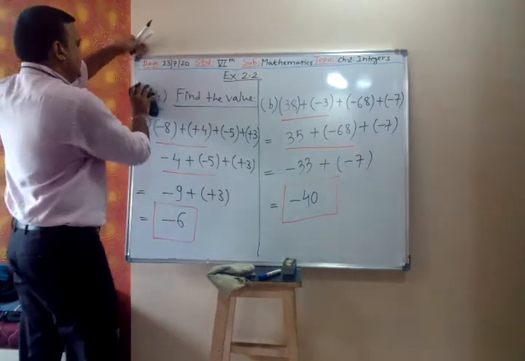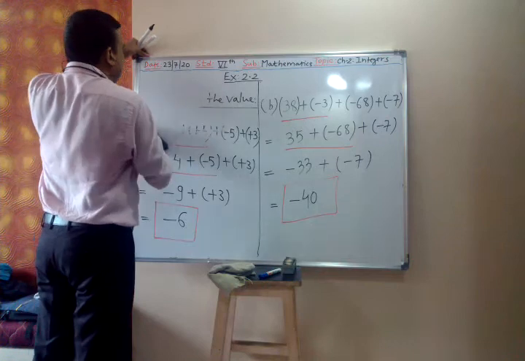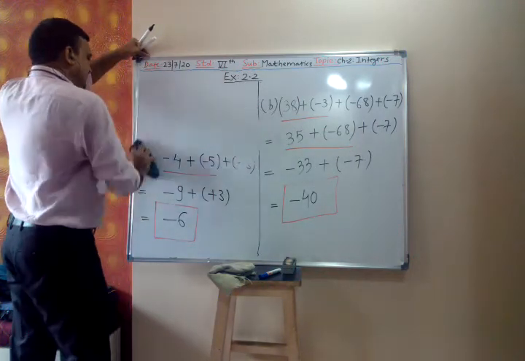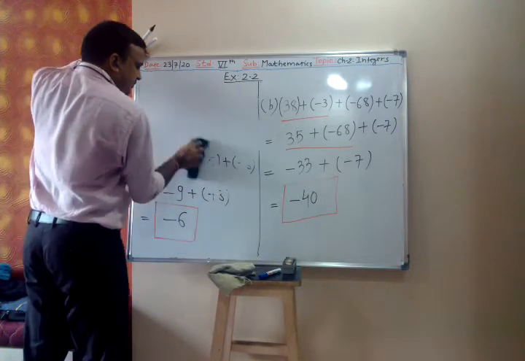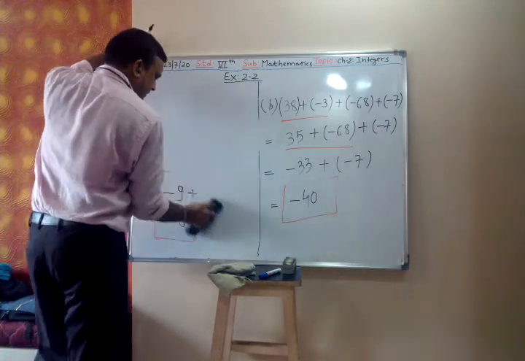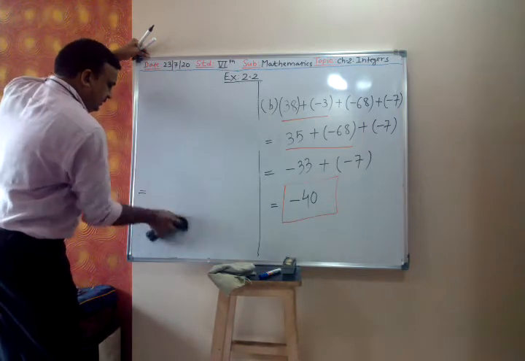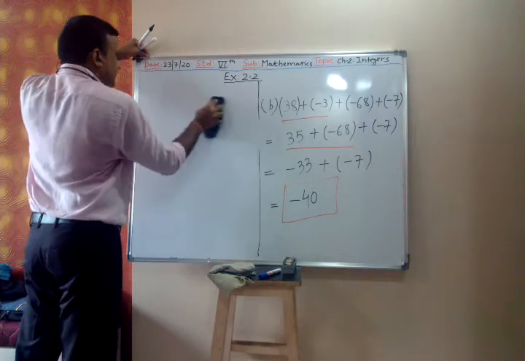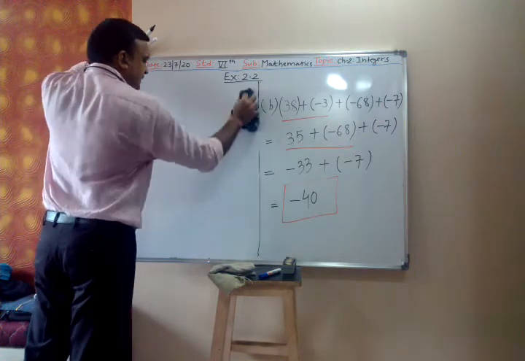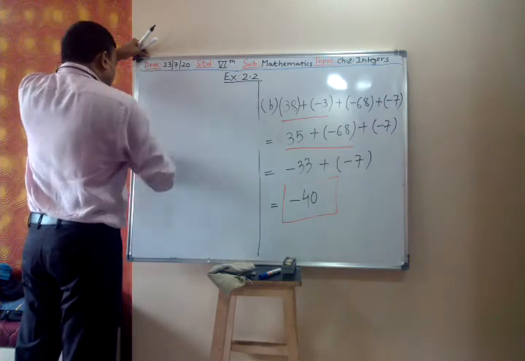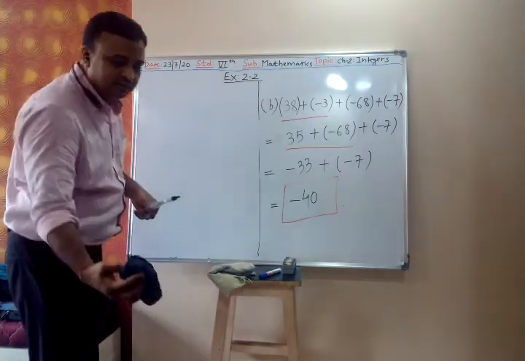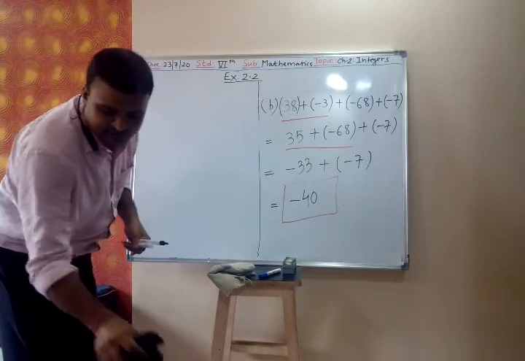Now let us do the C part. These are important exercises. You have to understand and there should not be any confusion, because if you are confused with plus minus or minus plus, you will find in 7th, 8th, 9th, 10th also this type of calculation, addition, subtraction. So there should be 100% clarity in understanding.